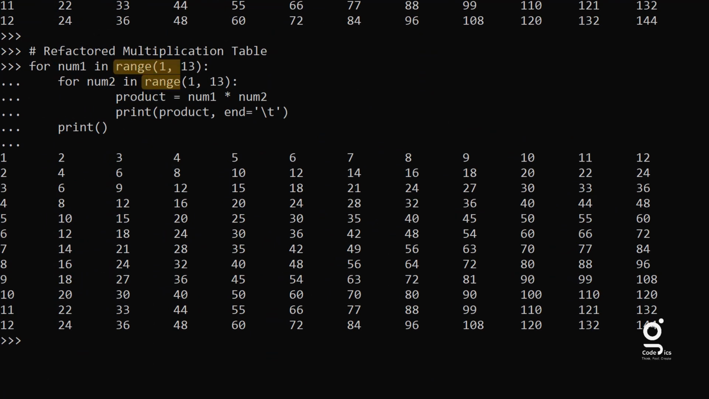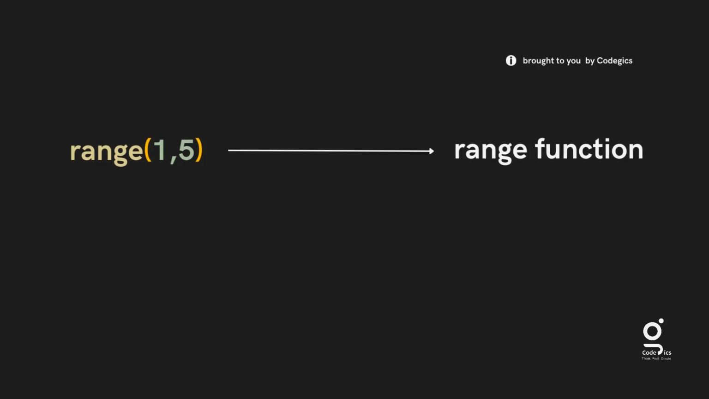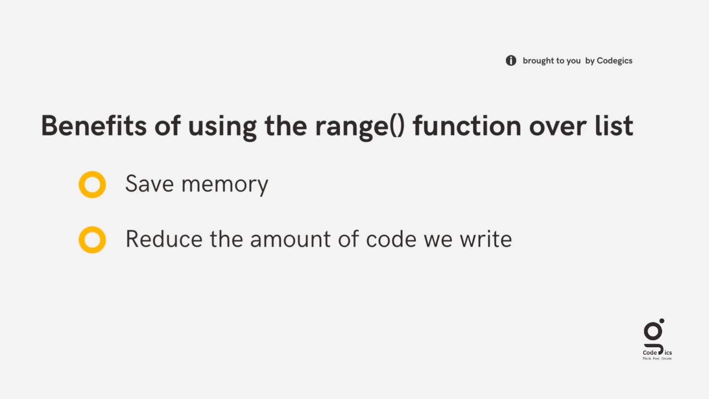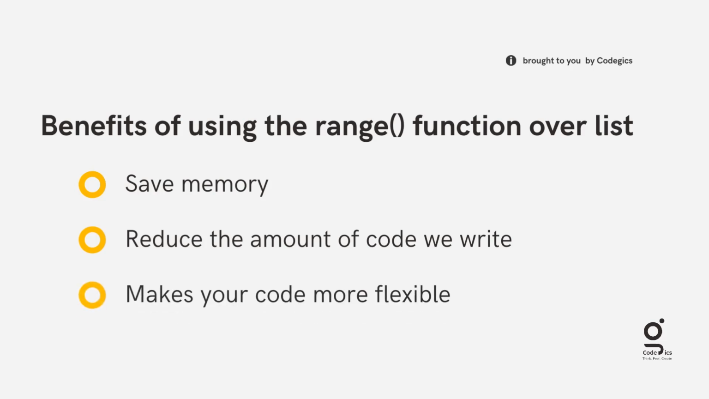In this code, we use range(1, 13) to generate a sequence of numbers from 1 to 12 inclusive. We then use these numbers in the nested for loop to compute the product of each pair of numbers. By using range instead of defining a list explicitly, we save memory and reduce the amount of code we need to write. Additionally, using range makes the code more flexible because we can change the range of numbers easily without having to modify the list explicitly.